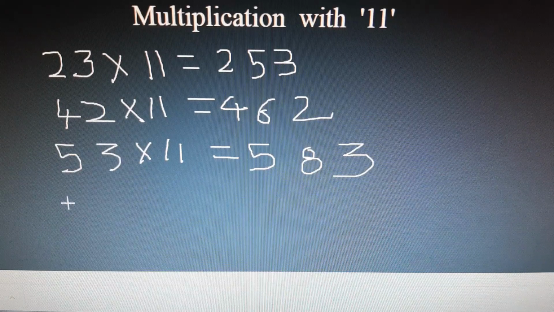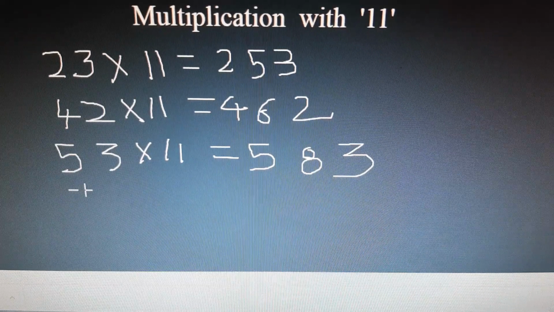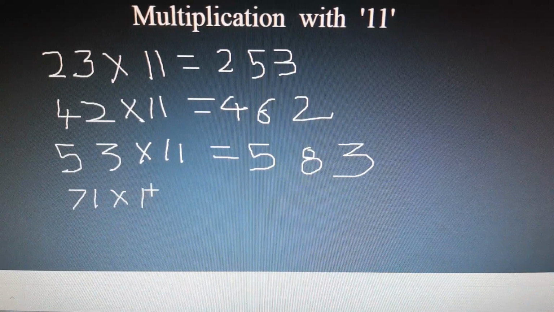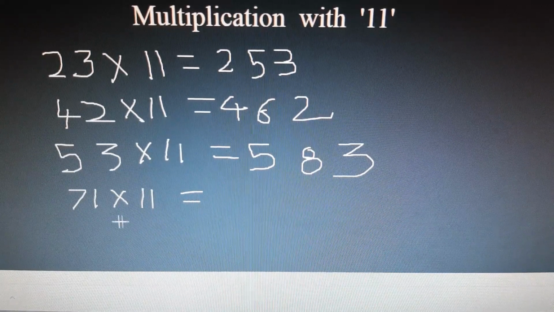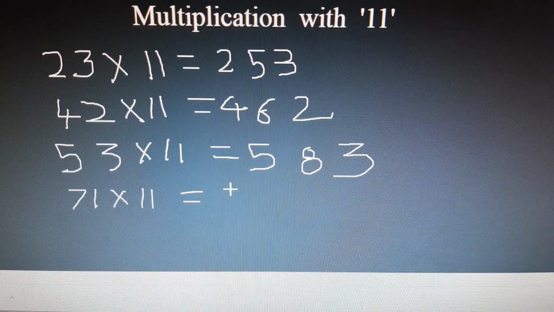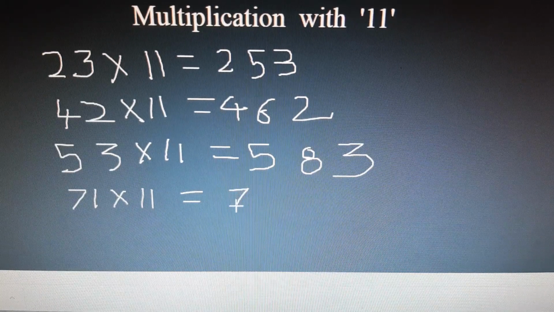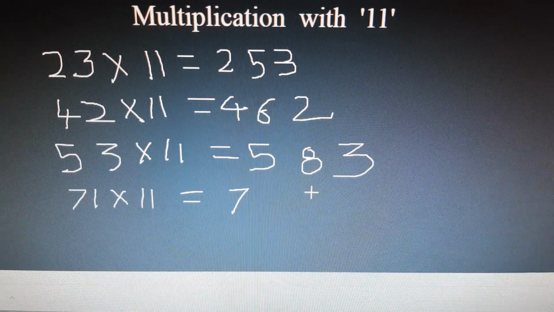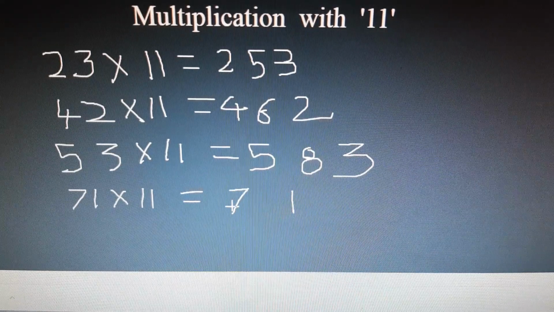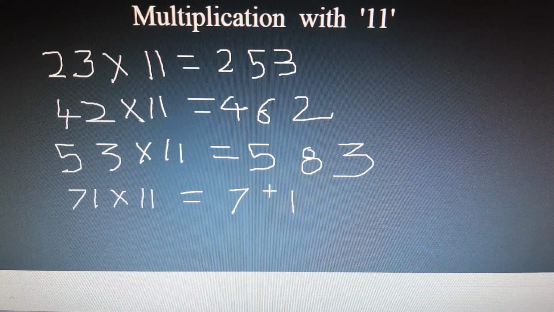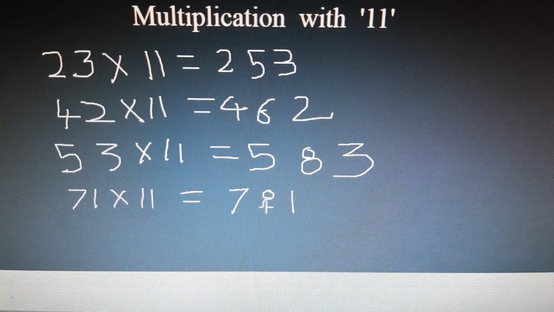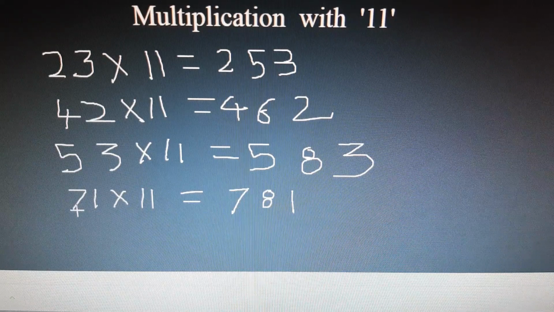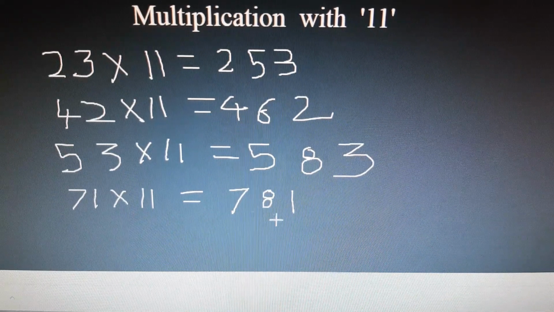Now we'll go for the last example: 71 multiply by 11. Okay, what is the first step? First step is you have to write down the first figure here. You have to make some space and then write down the second figure. Second figure is 1. You have to add 7 plus 1, which is 8. Right? Okay, so your answer is 781. 71 multiplied by 11 is 781.